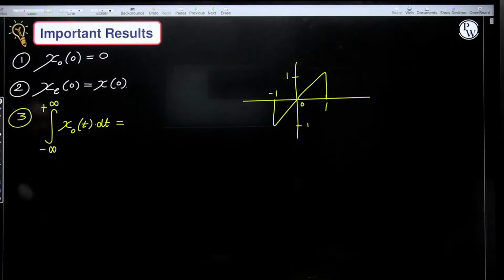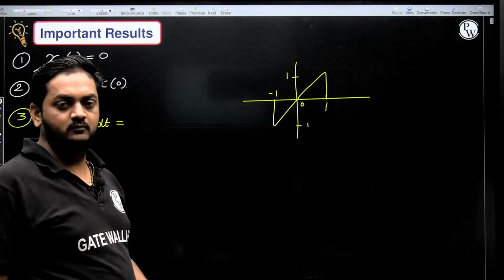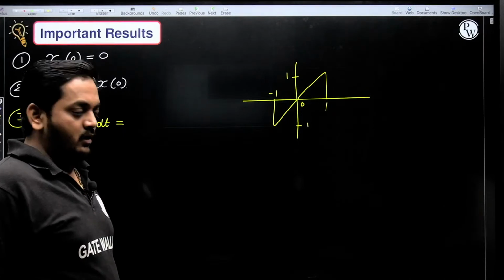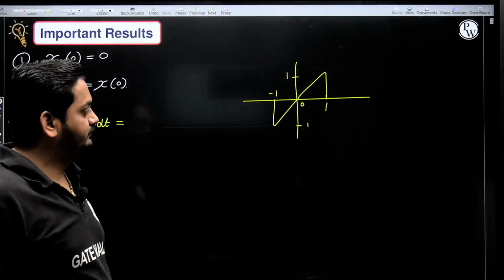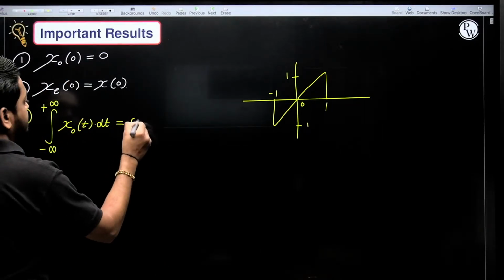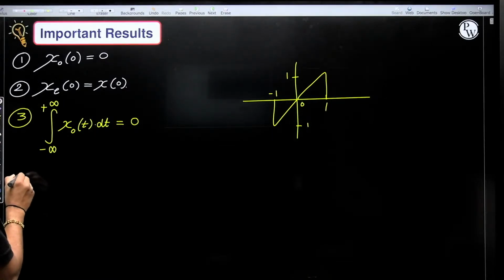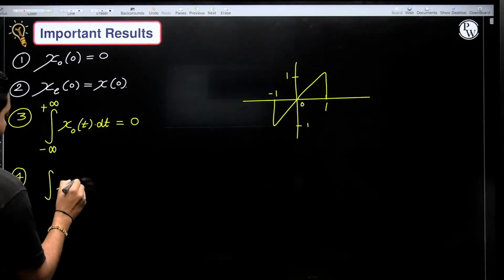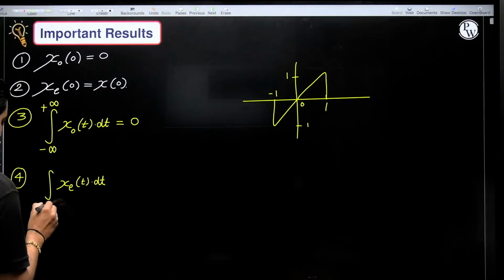Area under the odd signal is, what is the area of this odd signal? 0 or non-zero? It is always 0. Correct? Similarly, what is the area of an even signal? Of course, it will be non-zero.